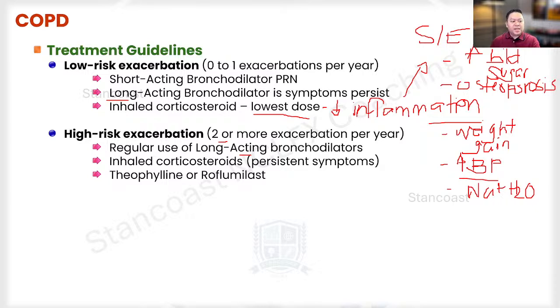All right. So here, the theophylline or the roflumilast is going to be included in this high risk type of exacerbation. This is what we call the phosphodiesterase 4 inhibitor, which is going to again reduce the inflammation in the airways. And again, this will relax the smooth muscles in the airway.